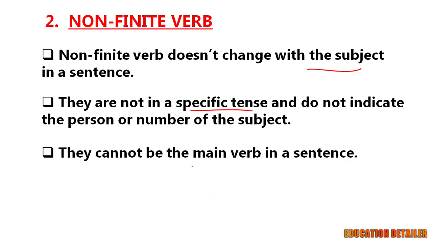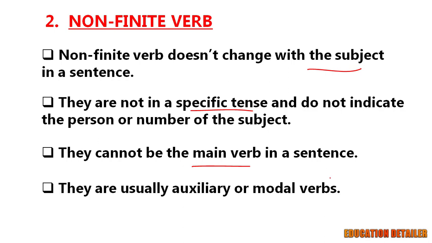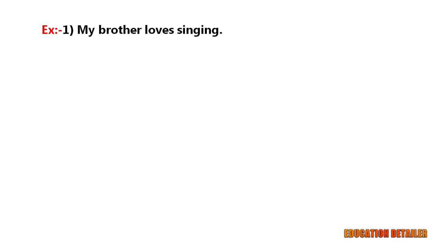It cannot be the main verb in a sentence. This means that they do not provide the action of a sentence. Non-finite verbs are usually not auxiliary or modal verbs. Look at some more examples to identify the finite and non-finite verbs easily.